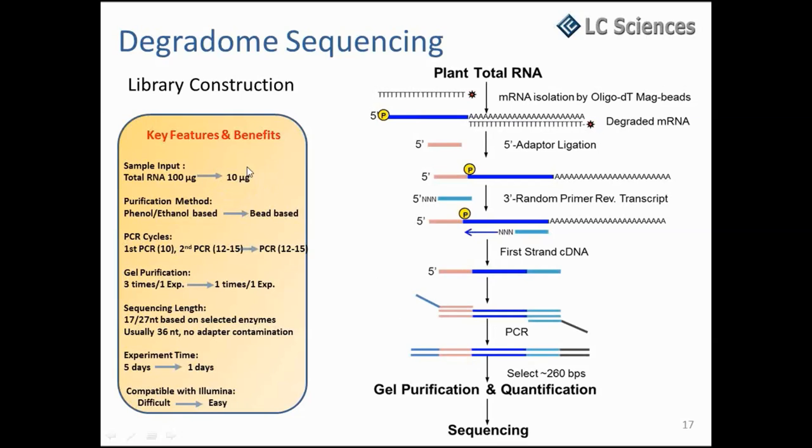Now, for this modified method, degradation sequencing only requires 10 micrograms of total RNA, and we use a gel or beads based purification method to do the library purification. We only use 12 to 15 cycles of PCR to try to minimize the PCR bias. And we only do one gel purification, at the cDNA PCR product step. And our sequencing read length is 36 nucleotides.